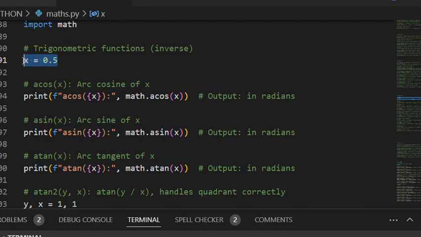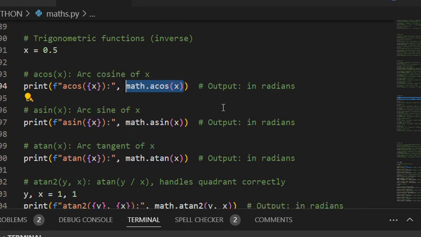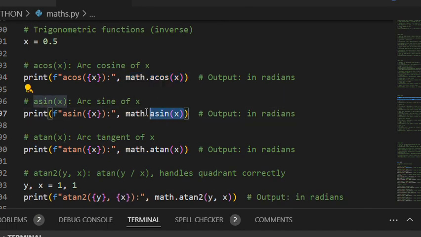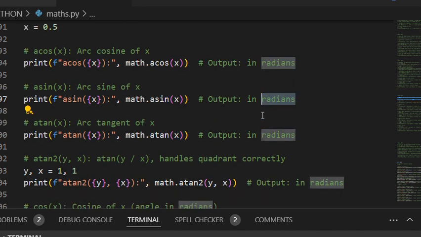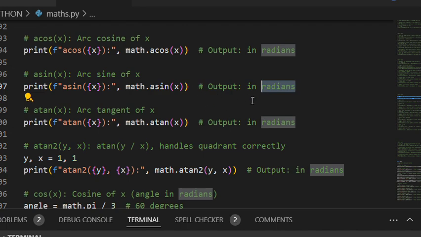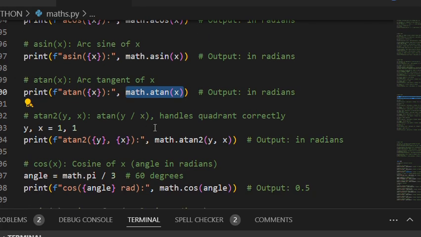So x is equal to 0.5 is the value. So math.acos x gives the inverse of cos 0.5. The output will be in radians. Similarly math.asin x, its output, inverse of sine 0.5, is pi by 6. And so we'll get answers in radians, not in degrees. We will not get the answer in degrees, we'll get the answer in radians. Then we have the inverse of tan x, and we'll get output in radians. Then we have atan2 y, x, the inverse of tan y by x.